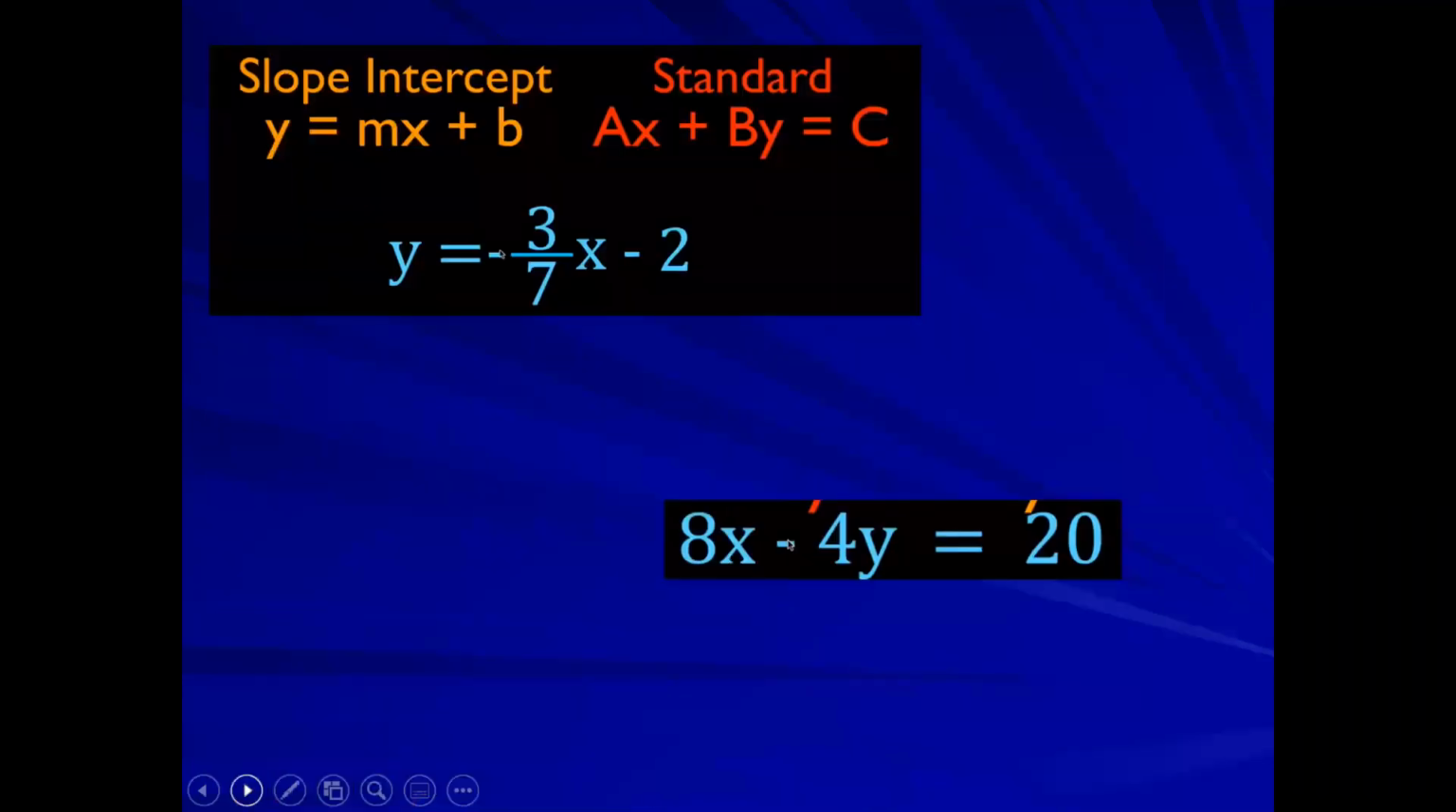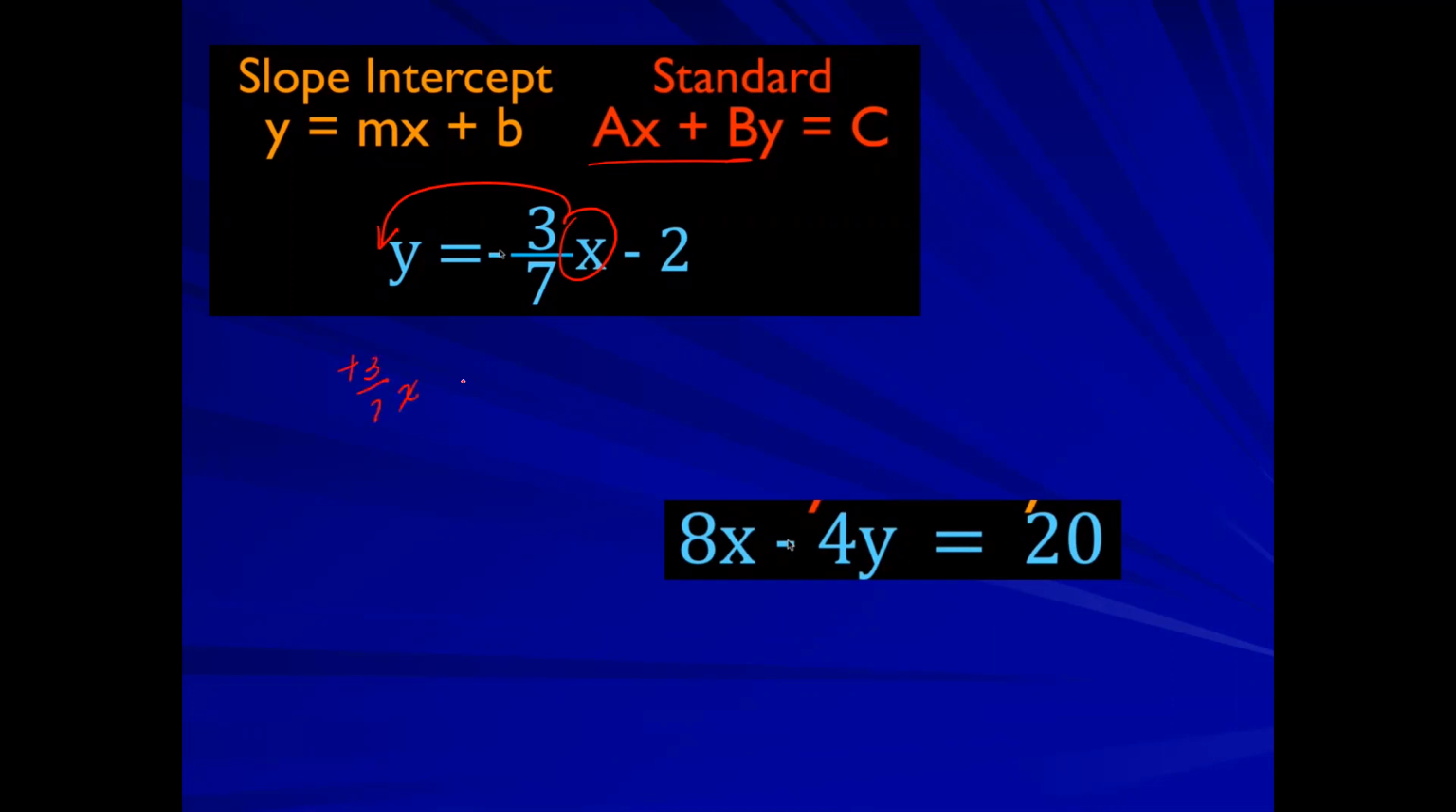Okay, so let's take a look at this. Standard form, remember, is when you have ax and by on the left side of this. So as I look at this right here, I notice I have an x that I'm going to move over, so I can have ax plus by equals c. So if I move that over, that negative becomes a positive 3 over 7x plus y equals negative 2.